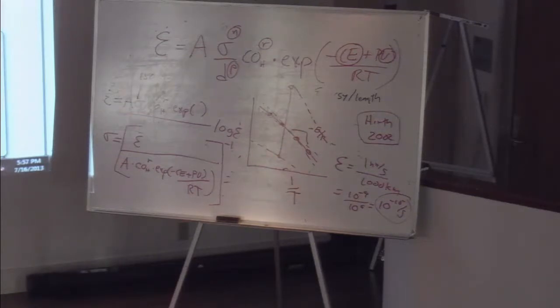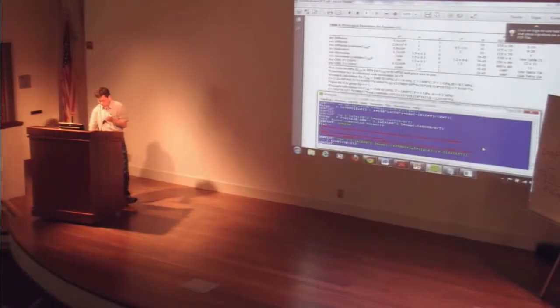exponential of minus 480,000 plus 1e9 times 11e minus 6, divided by 8.314 times 1673. It gets the right answer, of course.